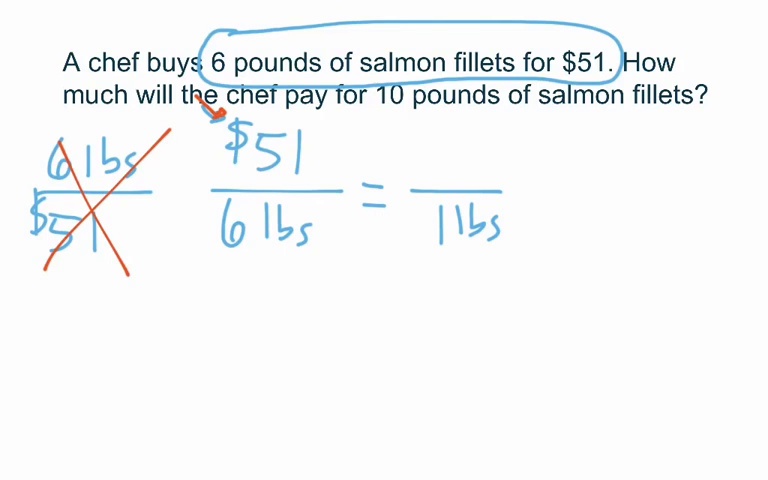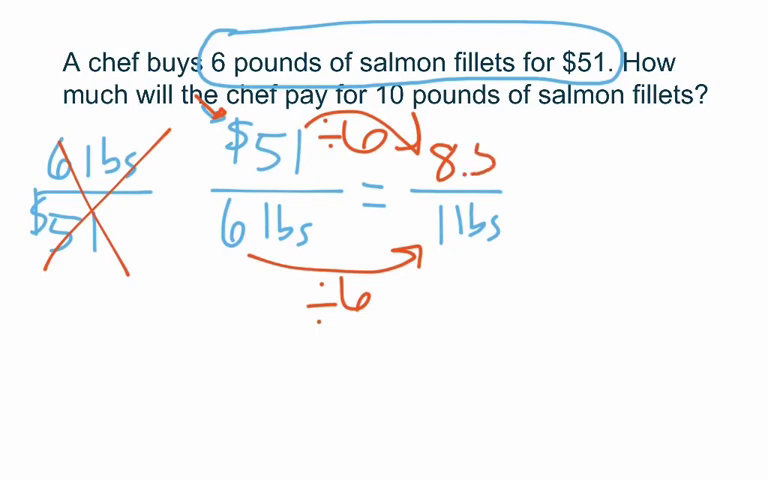So now that I have this set up, let's find our unit rate to start us off. So this is where you can use a calculator. You're going to do 51 divided by 6, because I know that I would have to divide by 6 down here in the bottom, and that ultimate rule of math, what you do to one, you do to the other. So then I'm going to do 51 divided by 6, which equals 8.5, or $8.50.